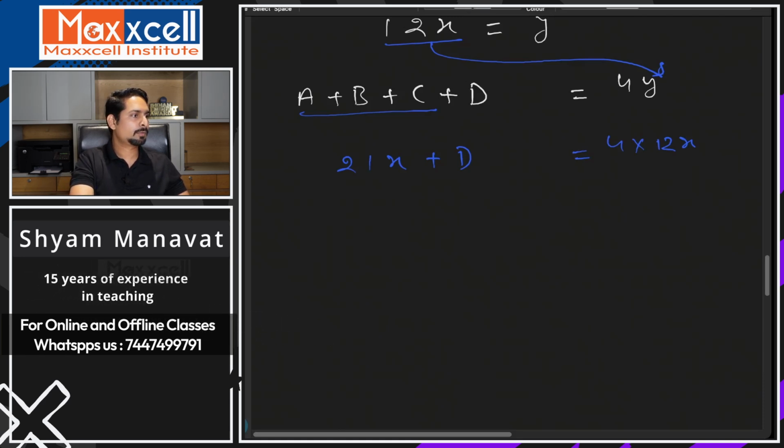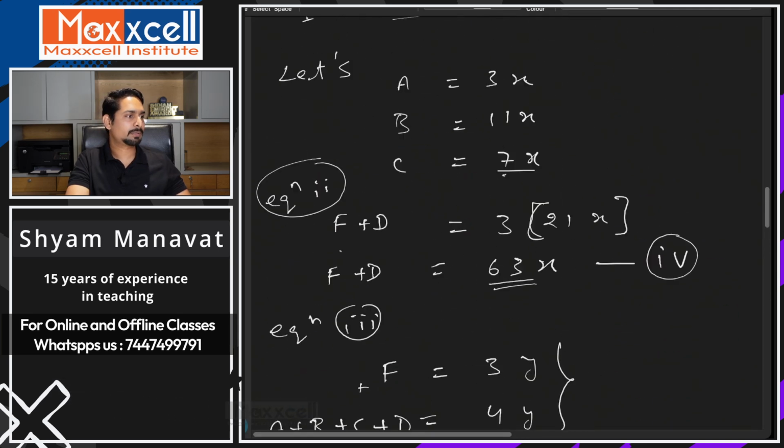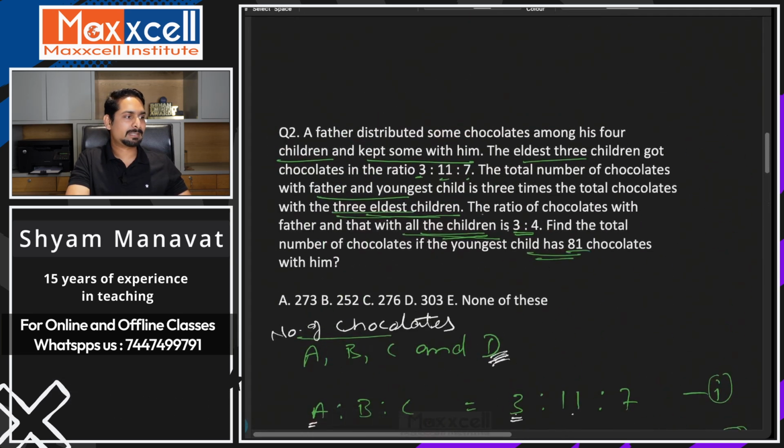So I can get this value of D as 48x minus 21x. That is equal to what? Subtract. This is 27x. That is the value of D. As per the question, what is D? D is the number of chocolates which the child named D has. So D is 27x. As per the question, this D is equal to 81. The youngest one has 81 chocolates.